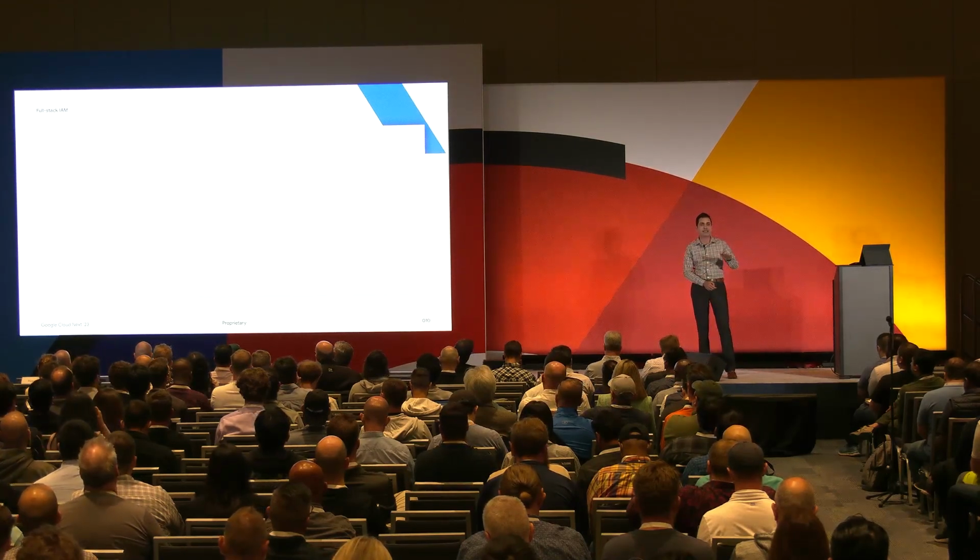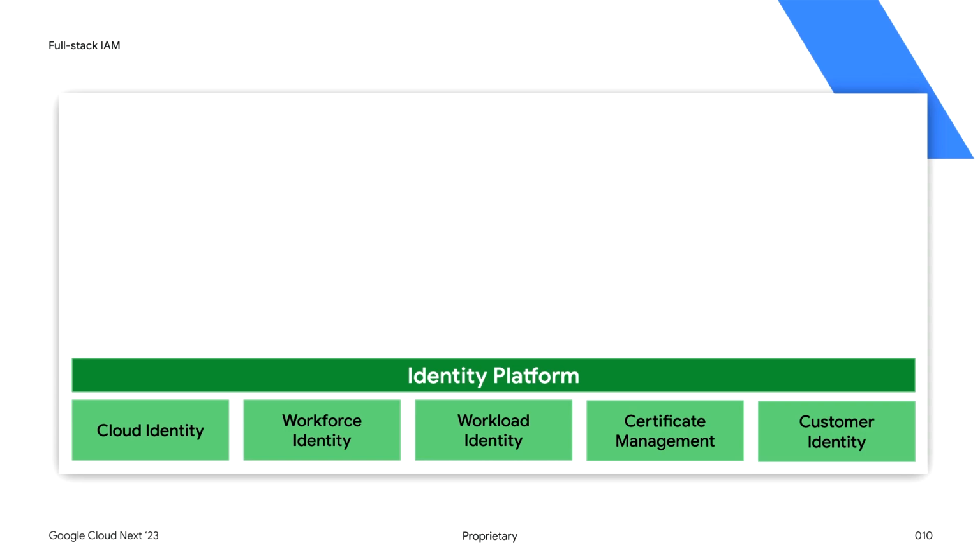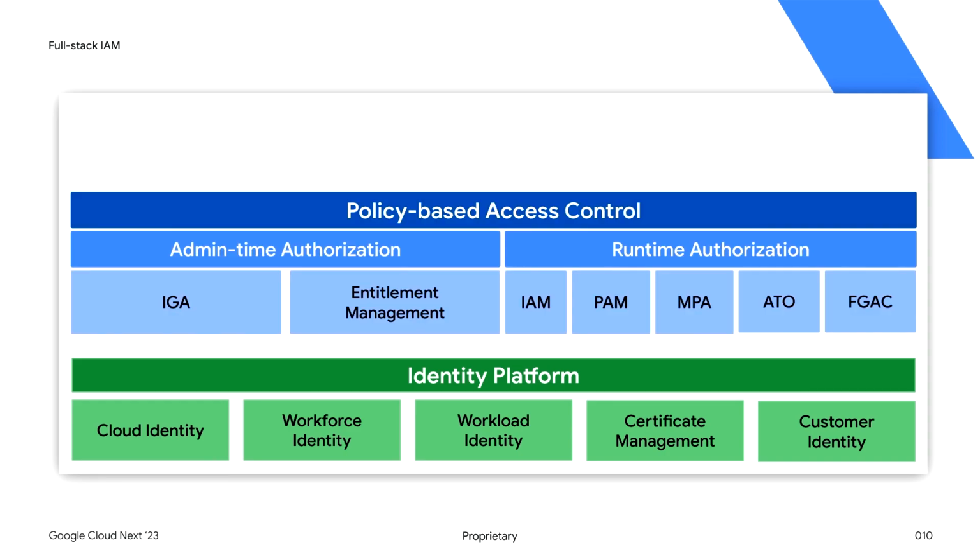What that really translates into is a full stack IAM that can be represented the way it's going to get built out on the screen, starting with the identity platform. In terms of identity, we have a broad spectrum of capabilities available for you: Cloud Identity, workforce identity federation, workload identity federation, a very robust certificate management platform, and also for your customer identity management scenarios, the GCIP capability. So from workforce, workload, and CIAM, you have end-to-end capabilities available as part of the Google Identity Platform.